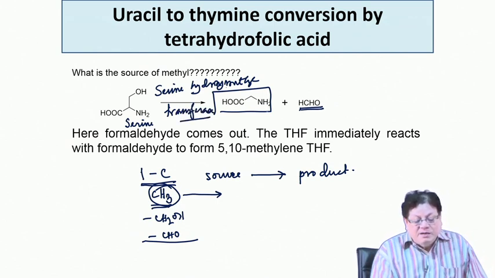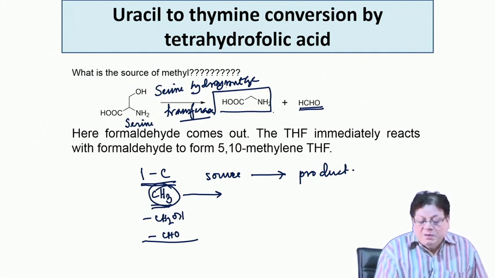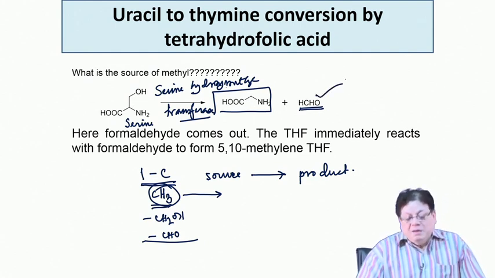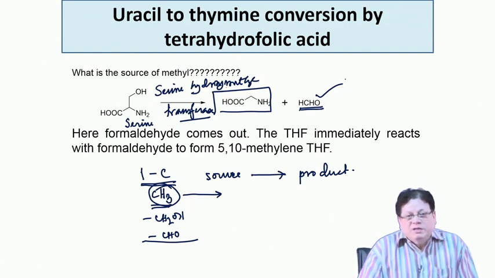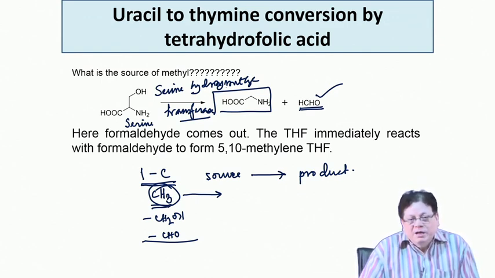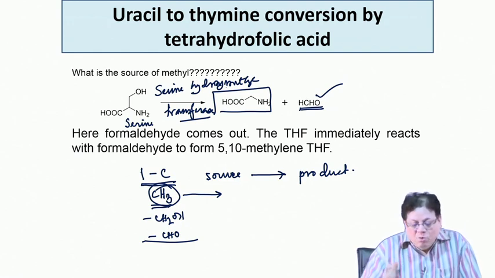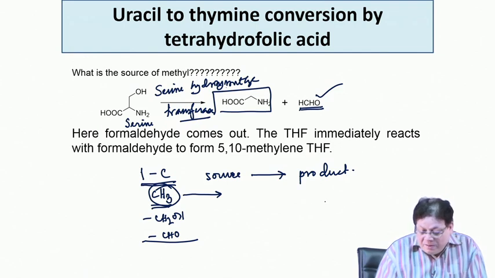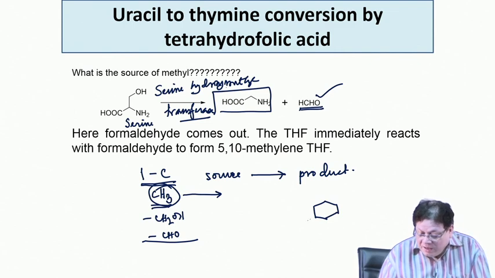So, the reaction that it catalyzes is serine converted to glycine and formaldehyde, but this formaldehyde is very toxic. If formaldehyde is generated in the body, unless it reacts with something, it remains toxic. So, what happens is that you have this tetrahydrofolate. I will just write the structure.